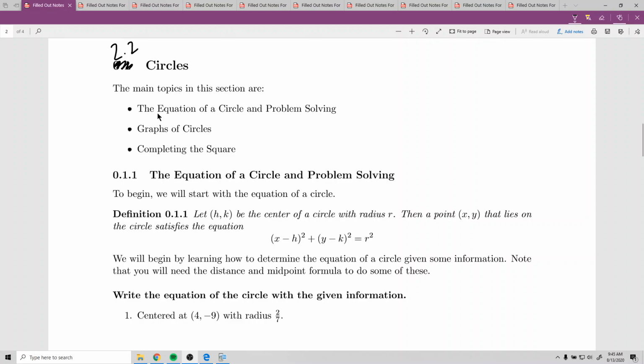You probably know what a circle looks like, but we just want to make sure we're comfortable with the graphs, corresponding them to the equation. And then the last topic is completing the square with a circle. And this one is definitely one of the most challenging things on the first test, so I'll give you a warning about that right now.